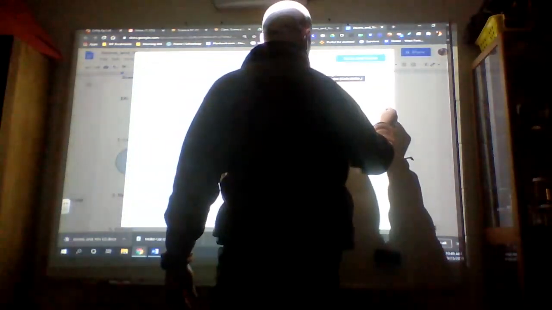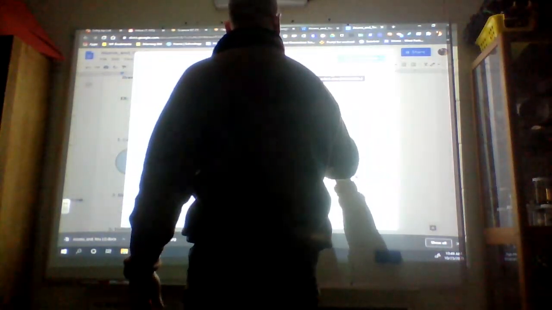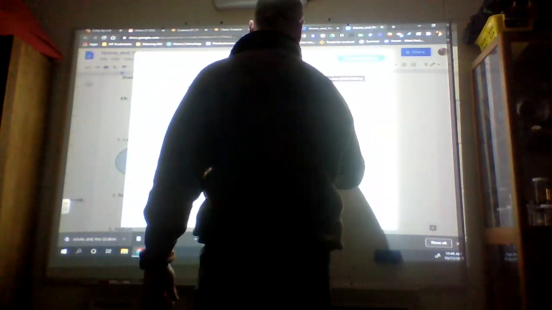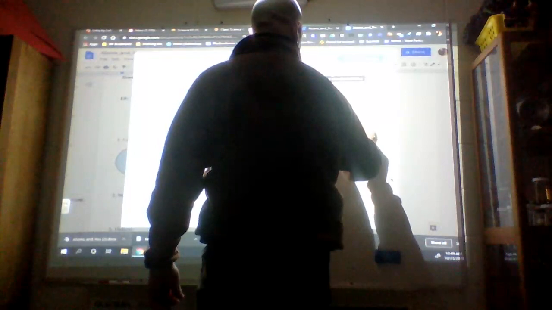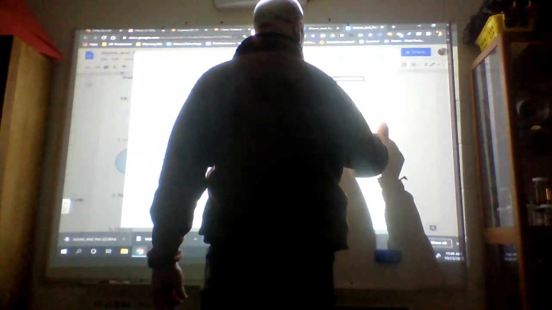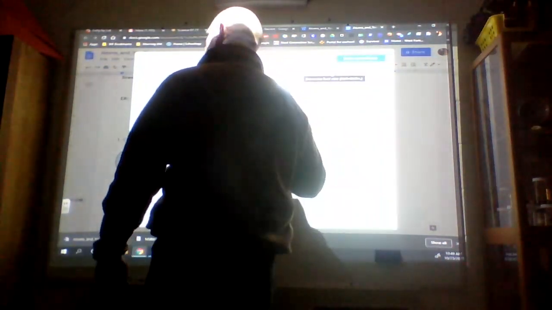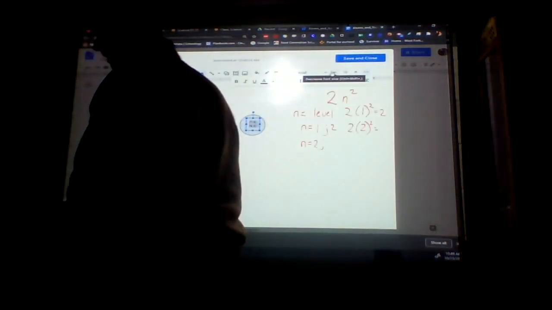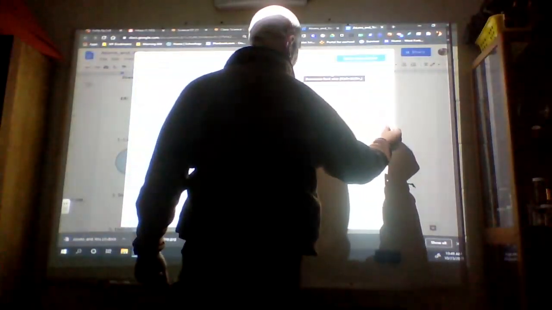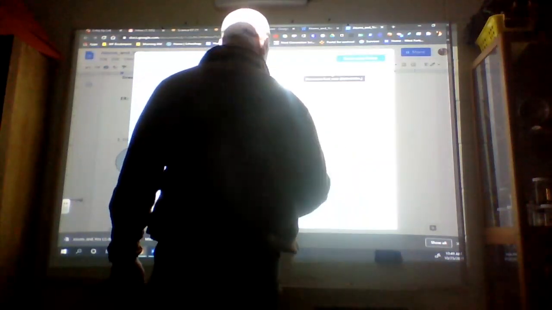So my first shell is going to be 2 electrons. And my second shell, so if n equals 2, 2 times 2 is 4. And 4 times 2 is 8. I meant 8. So in the second shell, I can have 8.